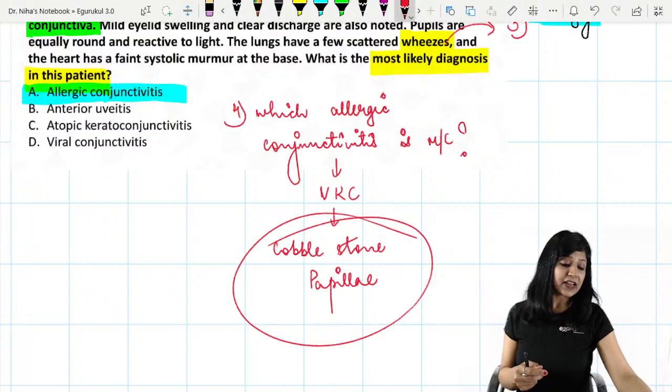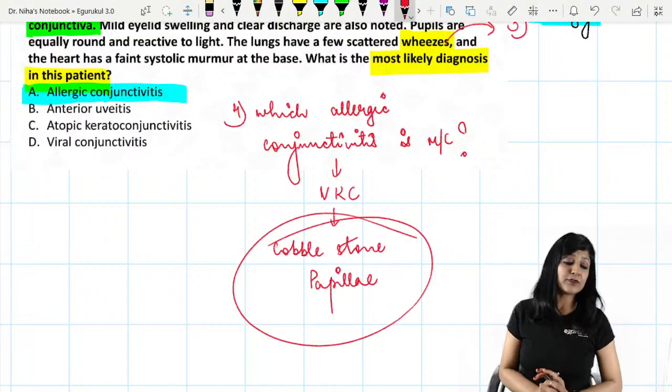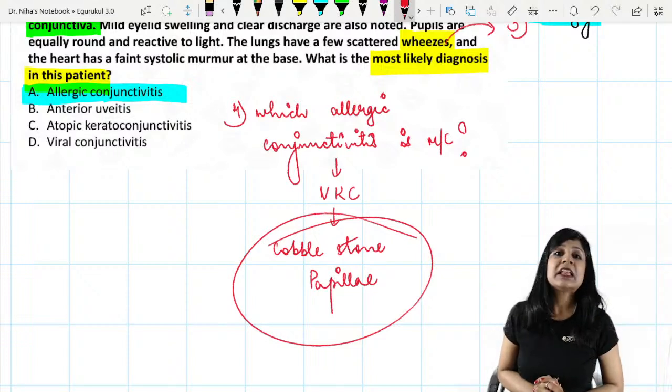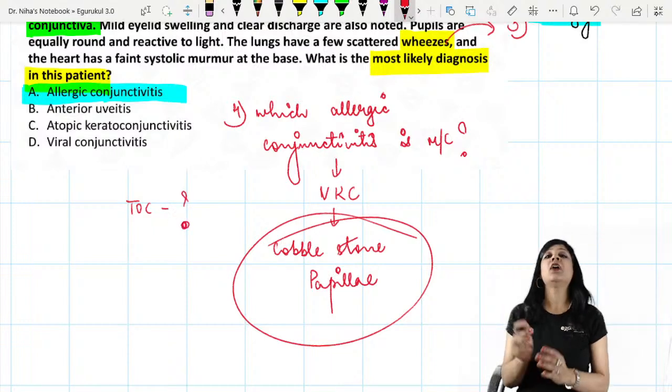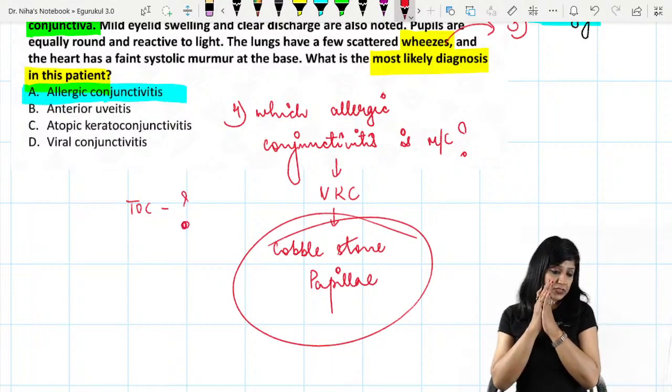Exactly. It is a vernal. Very good. Vernal keratoconjunctivitis. What is the treatment of choice? We will sum this up on the treatment of choice.